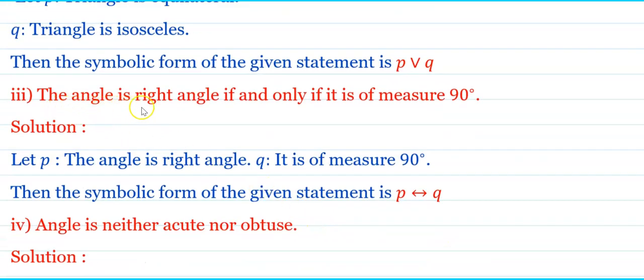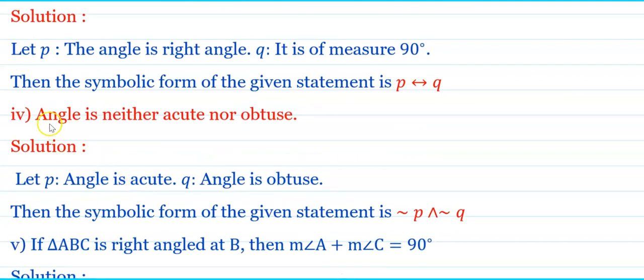The angle is a right angle if and only if its measure is 90 degrees. Now P, the angle is a right angle. Q, its measure is 90 degrees. Now we have the if and only if, and therefore the symbolic form of the given statement is P double implication Q. Okay.